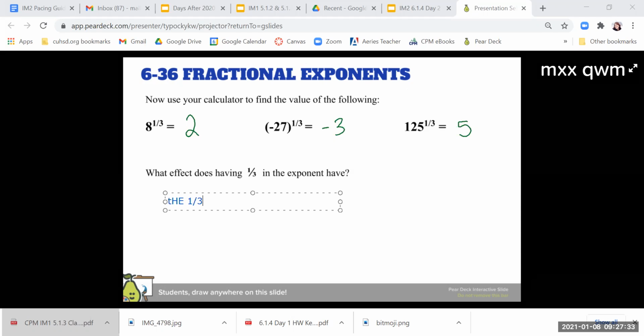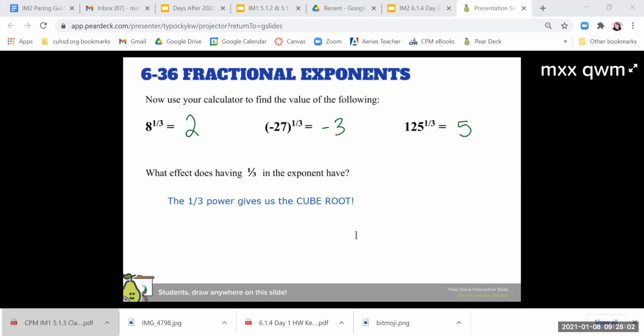The 1/3 power gives us, whoa, I have it all in caps. Sorry, I didn't mean to shout. The 1/3 power gives us, and I can't spell, so that's pretty fun. The cube root.